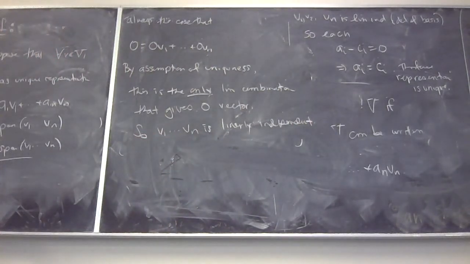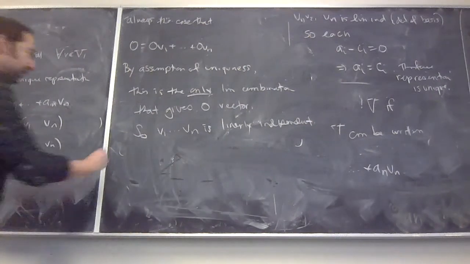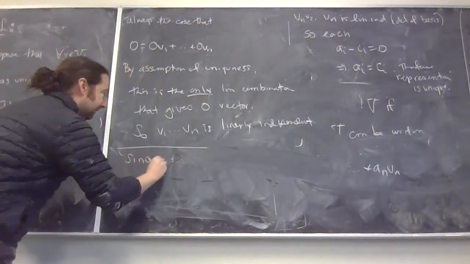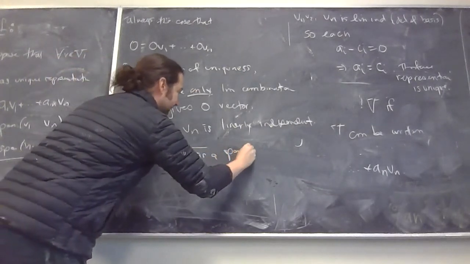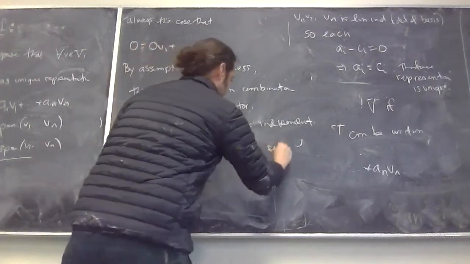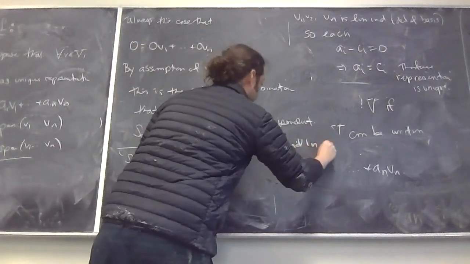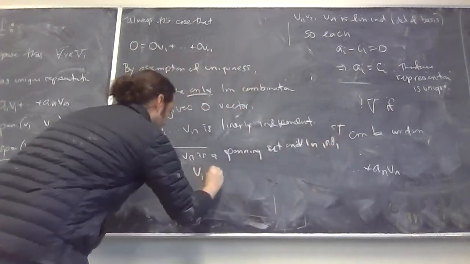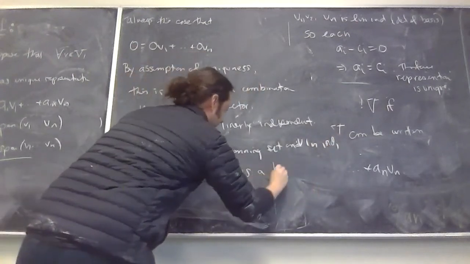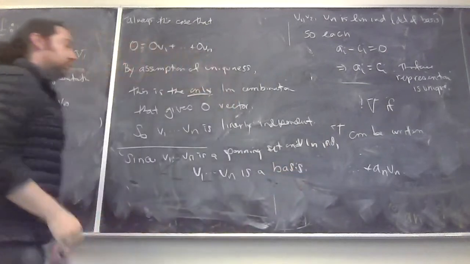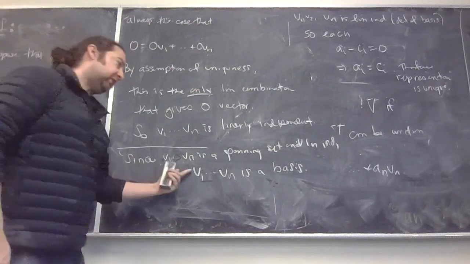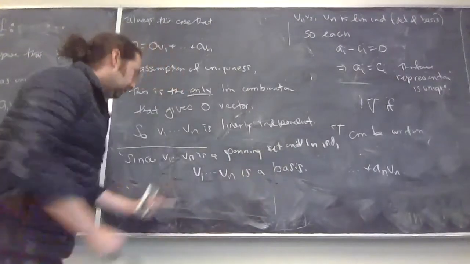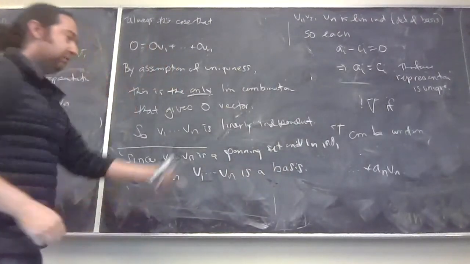Now, if you were being completely careful with your proof, you would say, since v1 to vn is a spanning set and linearly independent, v1 to vn is a basis. And I'll try to be better about this. You want your mathematics to be written like complete sentences when you write this stuff. Whole thoughts. Math should read like English when you read it. Since v1 to vn is a spanning set and linearly independent, then v1 through vn is a basis.